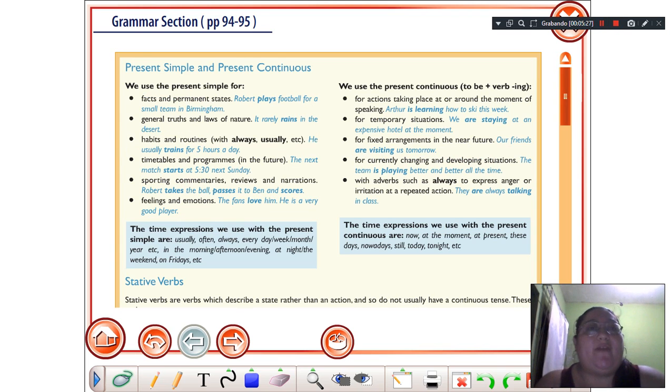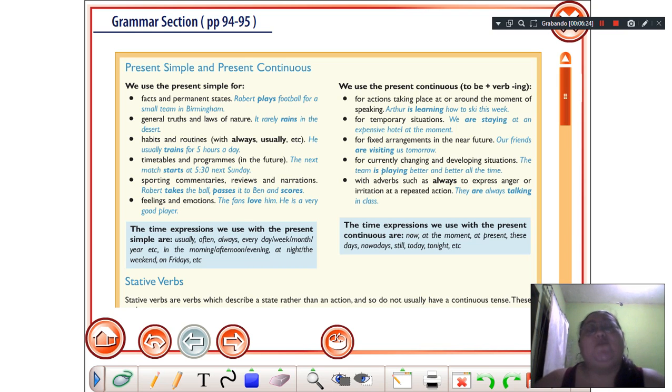Okay, and we continue with pages 94 and 95 with the simple present and present continuous. Here we have the information for the simple present, which is used for facts and permanent states, general truths and laws of nature, habits and routines, timetables and programs, sporting commentary, reviews and narrations, and feelings and emotions. And the time expressions that are important to study for the simple present are all the adverbs of frequency: always, usually, often, sometimes, every day, this week, month, year, etc. In the morning, in the afternoon, in the evening, at night, the weekend, on Fridays, etc. These are the uses and the phrases that you can use in the simple present, okay?